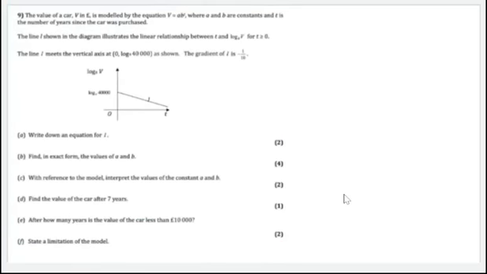Okay, so the value of a car, V in pounds, is modeled by the equation V equals A B to the power of T. That looks like the line L. So write an equation for L. Line L illustrates a linear relationship between T and log V. Okay, so I think we need to do part A as well.